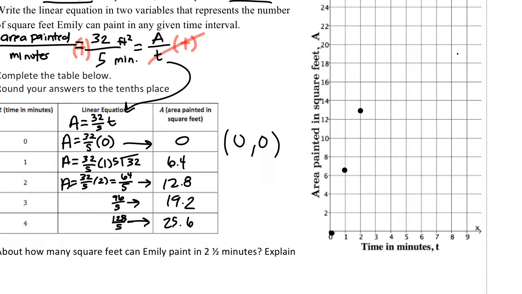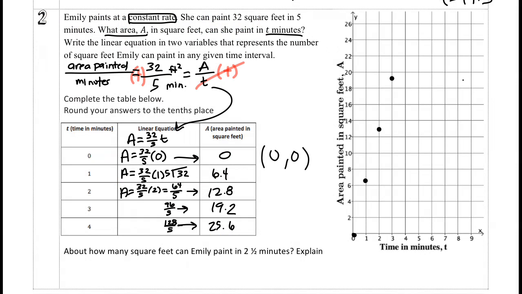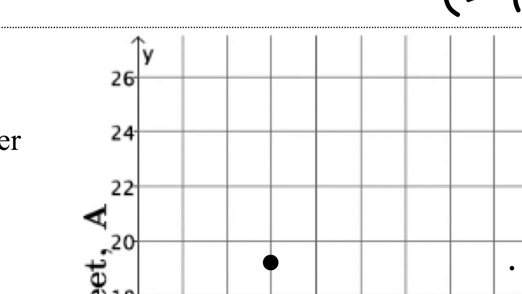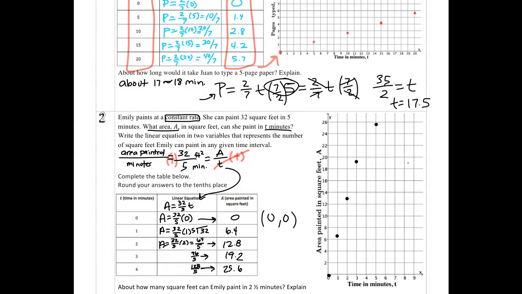And then we have 3 and 19.2. So here's 3, here's 18. 19's in the middle, so just a little bit above the middle should be 19.2. So I'm going to say maybe right there. And then our last one is 4 and 25.6. So I'm going to go to 4 for my time and up to 25.6. So here's 24. 25 will be in the middle. So 25.6 will be in the third quarter that we have there. 25.6 would probably be about there. And that gives me the points that match this equation.